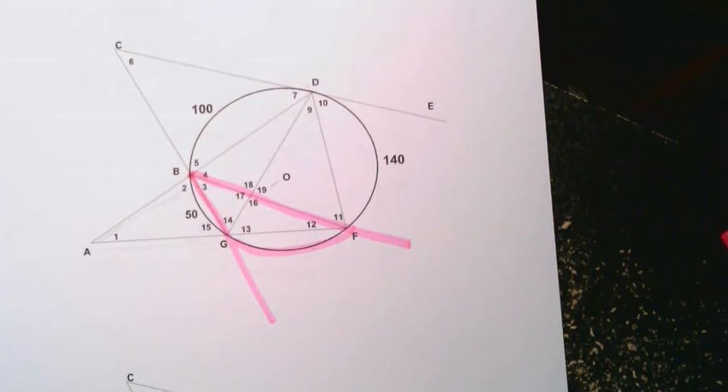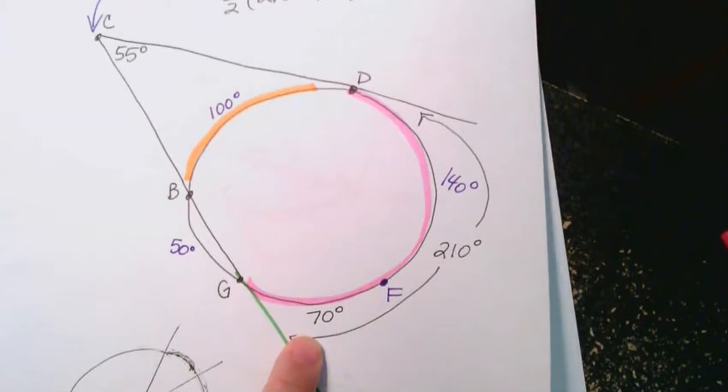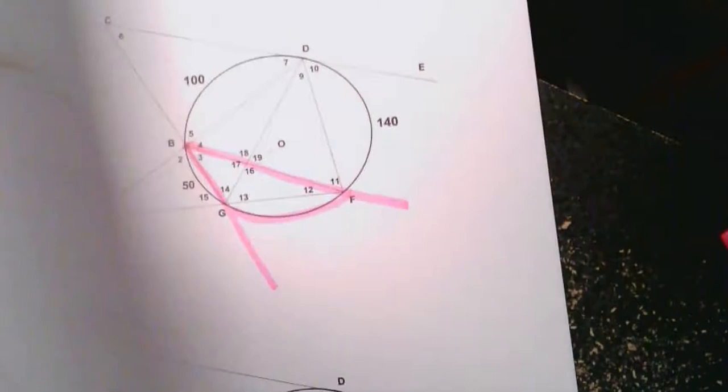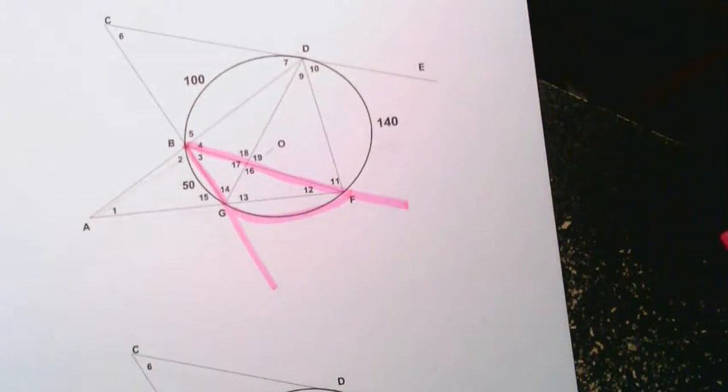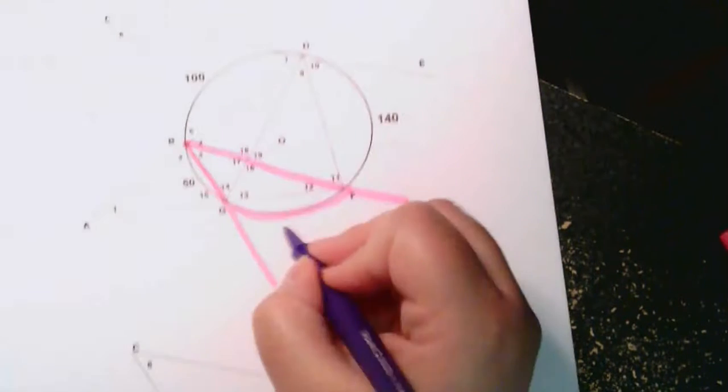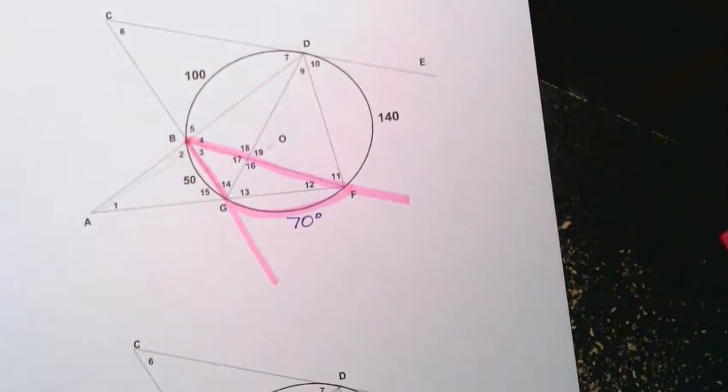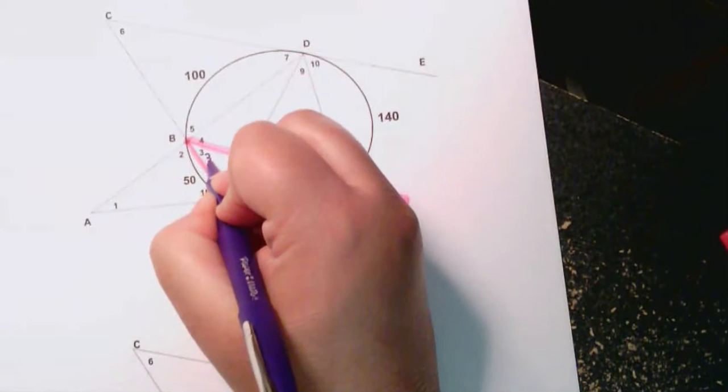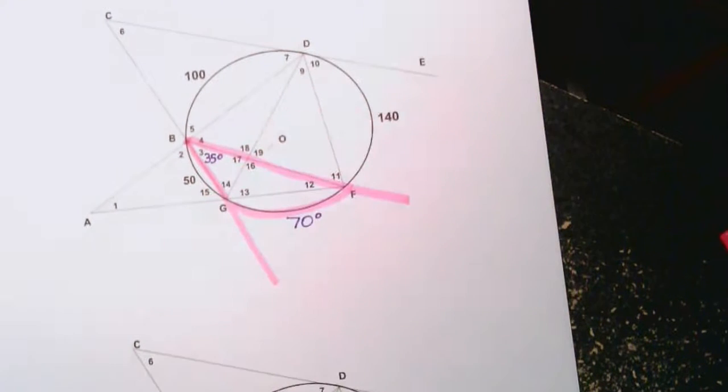If we look back here, we decided arc GF is the one that we had to figure out. I'm looking for my sheet. We had to figure out how big it was by subtracting from 360. So we figured out that GF was 70 degrees, and I didn't put it on my figure. I probably should, so I'm going to go do that. So this is 70, which means that angle 3 is half of 70. So that's 35.